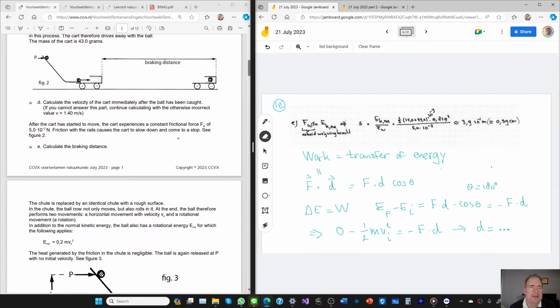The next question is about braking distance, and this is again in the same subdomain. You need to be familiar with work. It's definitely a concept that's used all the time. Work is basically transfer of energy due to a force.